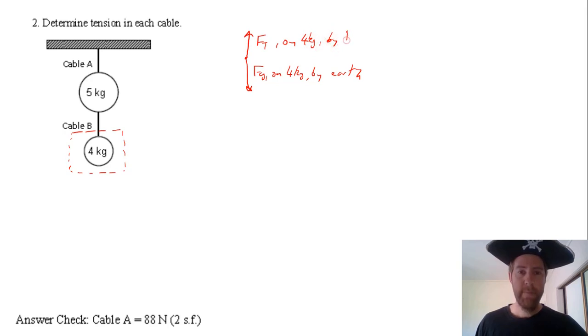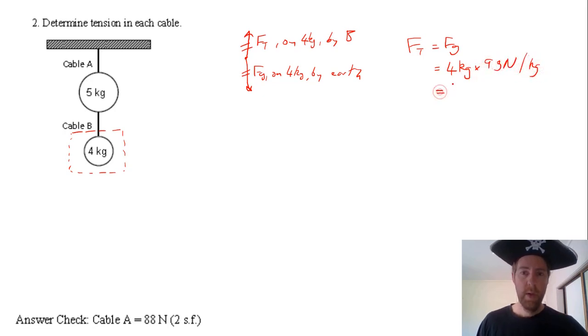by cable B. They are the same size. So force of tension is equal to the force of gravity, which is equal to 4 kgs times 9.8 newtons per kg. And if I do that, I get 39.2 newtons. So this is the tension force in B.